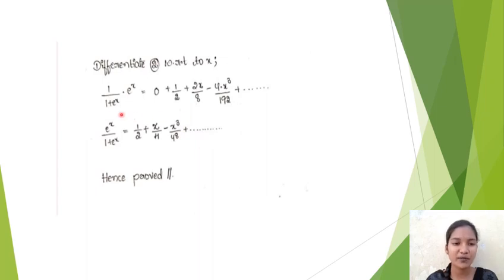This is the equation we have to deduce from the first equation.